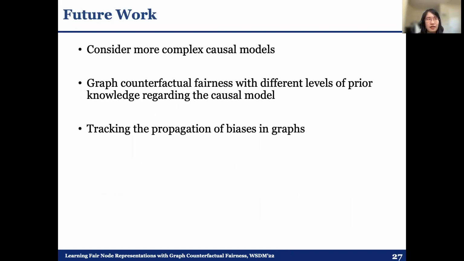I think there is still a lot of future work left to do, like we can consider more complex causal models, and we can investigate how the graph counterfactual fairness is influenced by different levels of prior knowledge regarding the causal model. Especially, we can also track the propagation of the biases in the graph to better mitigate or selectively mitigate the biases.